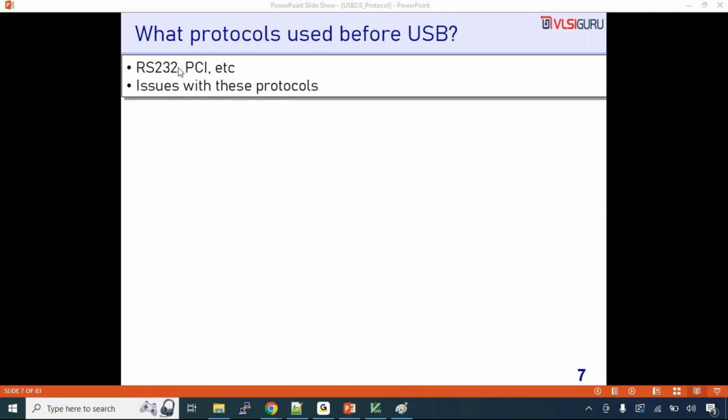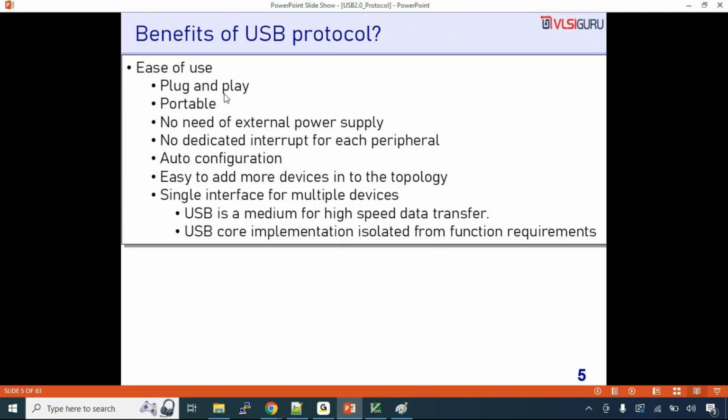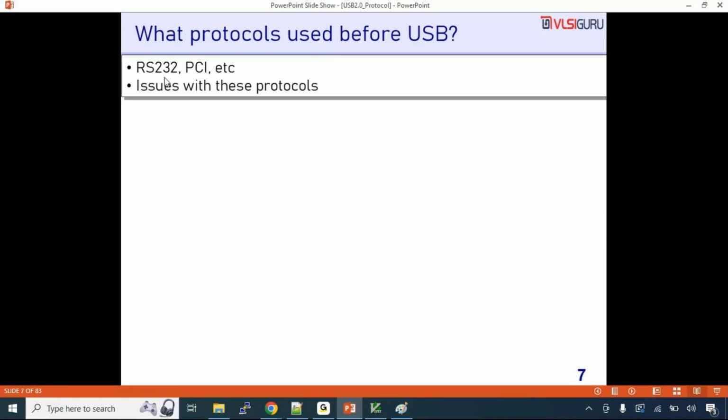These protocols had a lot of issues. The issues are mostly these things only. They were not plug and play. They probably required an external power supply. They needed an external dedicated interrupt for each peripheral, so there were a lot of problems with the previous protocols that were used. To solve those issues, USB was invented. Basically, USB was invented to solve all those issues that were there in these kinds of protocols.